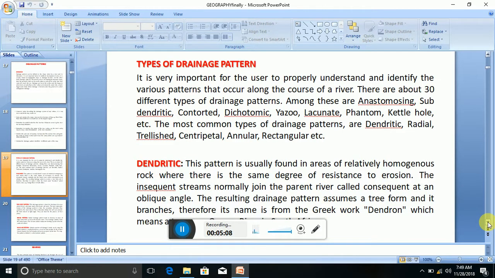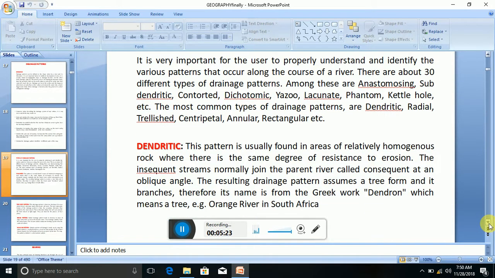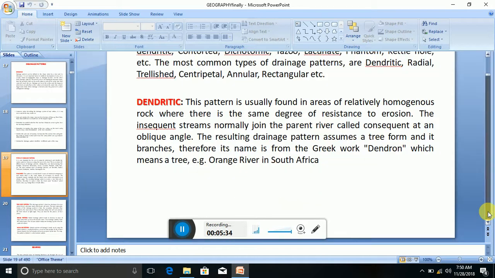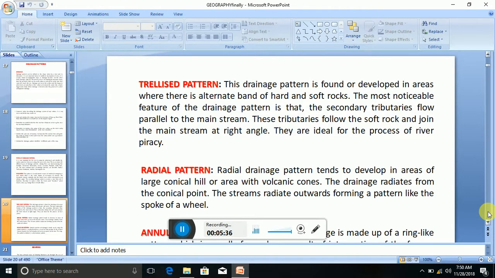The resulting drainage pattern assumes a tree form with its branches. Therefore, its name is from the Greek word dendron, which means a tree. An example is the Orange River in South Africa. It has this dendritic pattern of drainage.